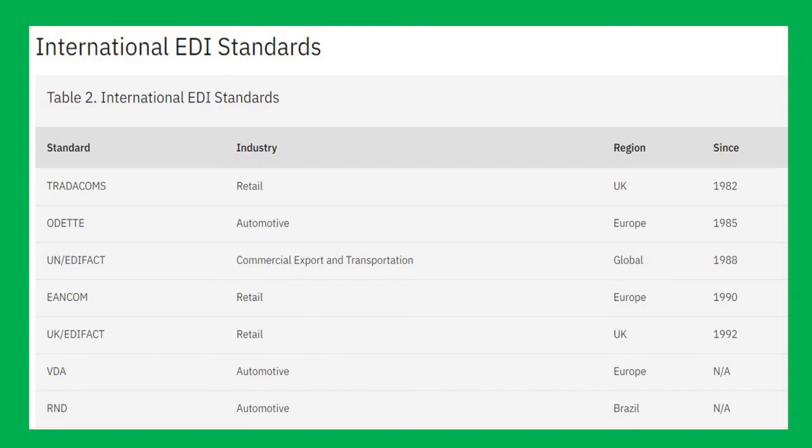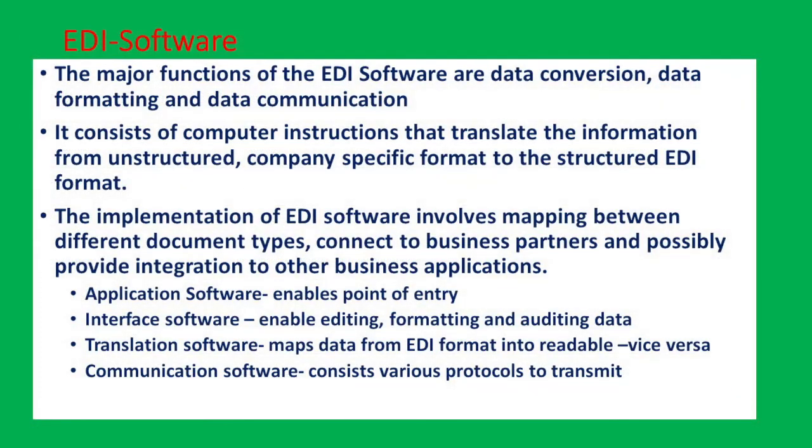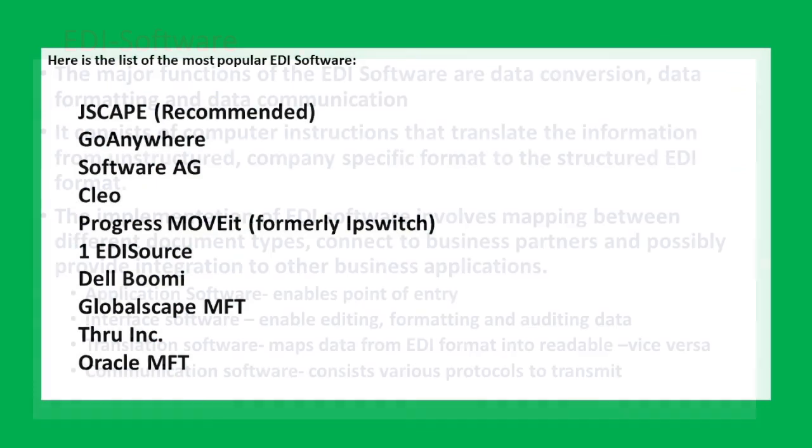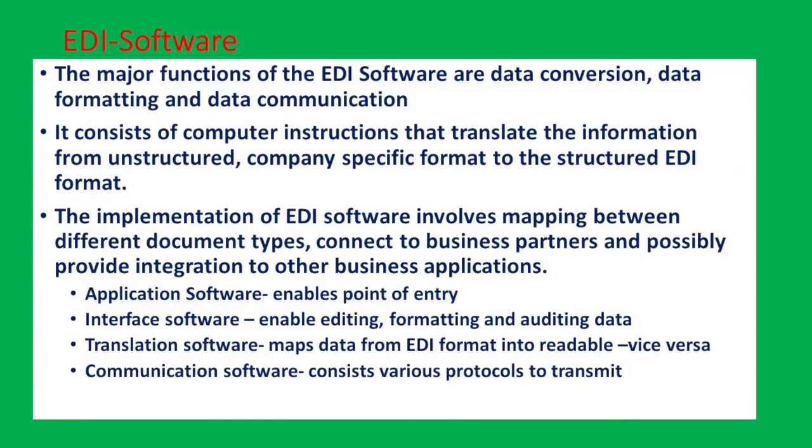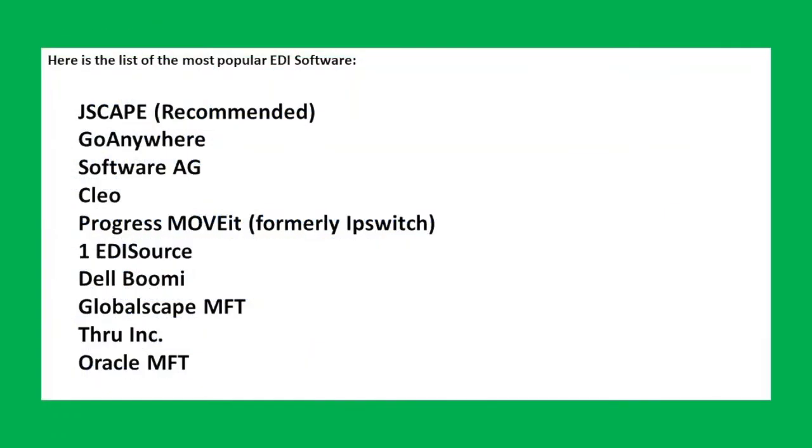Students, here is software, application software. Look at it. Application software, interface software, translation software, and communication software. These are the software which are used at present in the industry for different usages.